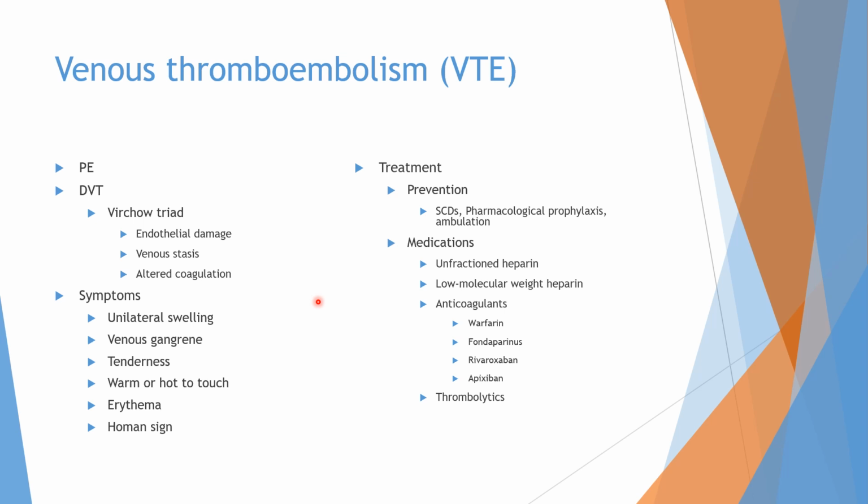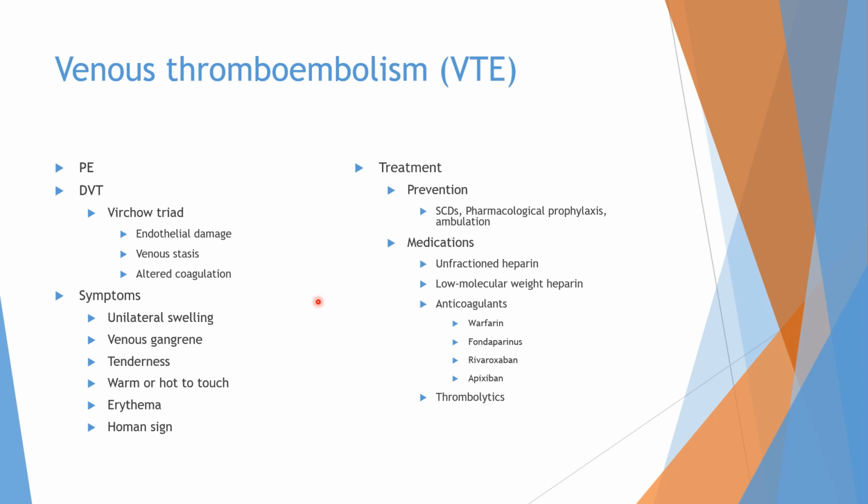Our pulses might get weak if our swelling's really bad, but a DVT shouldn't affect our arterial system, just our venous. Venous gangrene or venous ulcers, right? Tenderness, hot, warm to touch, red, and then Homan sign. So when your patient flexes their foot, flexes that calf, it increases the pain, and that can be a sign of a blood clot.